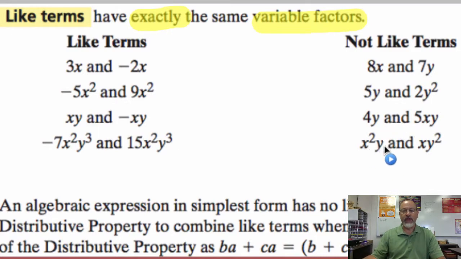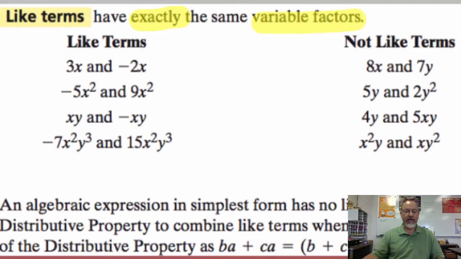Here we have an x squared with a y, and here we have an x and a y squared. And be careful here because this variable has an exponent of 2. This matching x has an exponent of 1. So they're not exactly the same. And the y squared are not exactly the same.